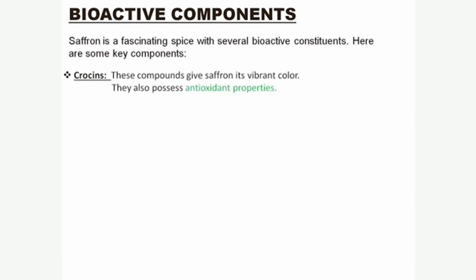Firstly, we discuss crocin. Crocin is generally an unusual apocarotenoid, and these pigments are detected in the red lobes of the stigma of the flower. This compound gives saffron its vibrant color, and it also possesses antioxidant properties. Next one is safranal. Safranal is generally responsible for the aroma of saffron, and it is also an apocarotenoid. Generally, safranal is a lipophilic compound derived from the hydrolysis of crocin glycosides.